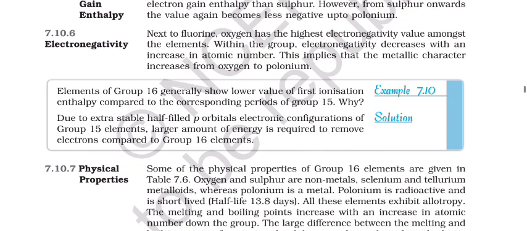Electronegativity. Next to fluorine, oxygen has the highest electronegativity value amongst the elements within the group. Electronegativity decreases with an increase in atomic number. This implies that the metallic character increases from oxygen to polonium.